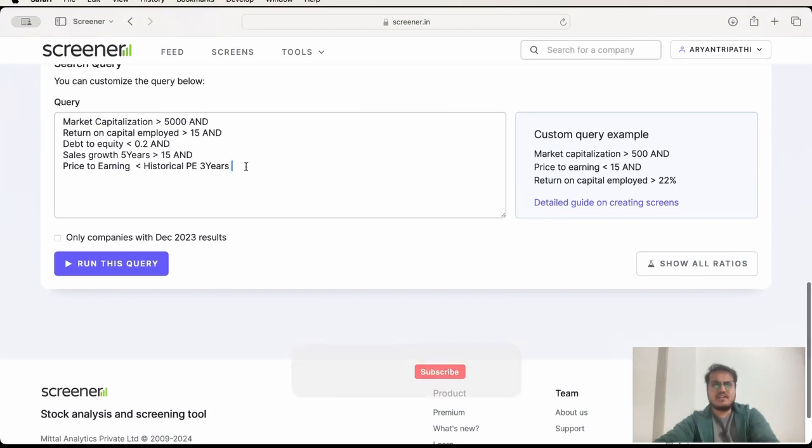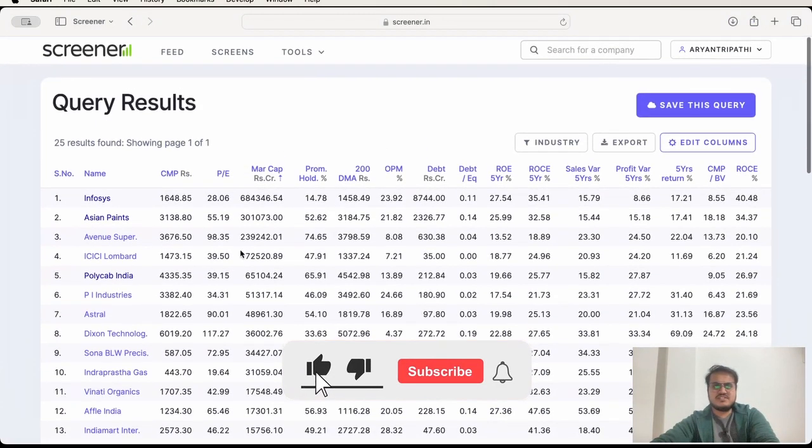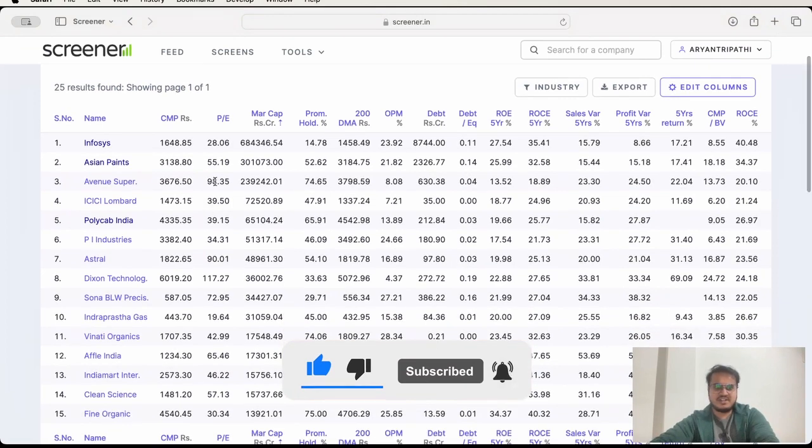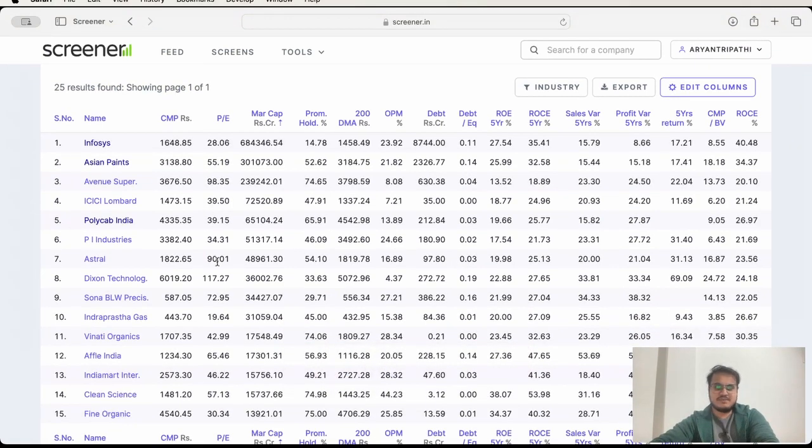Okay, but in some cases the P is very high. If you see 55, 98, I don't want to invest in a stock, even for swing trading, which is 98. It doesn't make sense sometimes. Dixon is 117. Okay, it's already highly overvalued, I feel. 85, 90 I can give for Dixon, but not more than that.